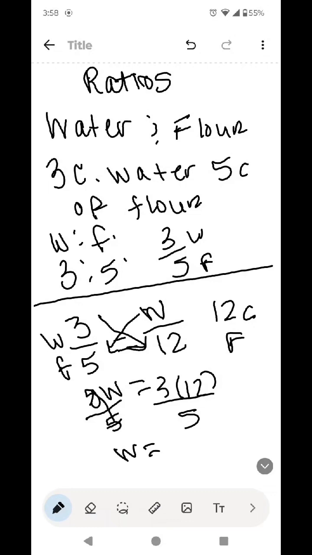This is algebra in this part, where you want to get the W by itself, and you just divide by the number in front. So this will be 36 divided by 5, and that would be your answer. Okay, 36 divided by 5.